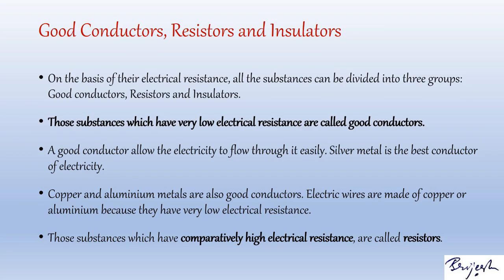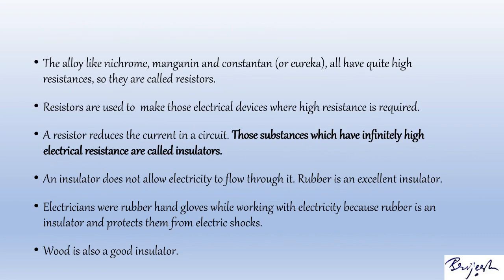Those substances which have comparatively high electrical resistance are called resistors. The alloys like nichrome, manganese, and constantan, also known by the name Eureka, all have quite high resistances, so they are called resistors. Resistors are used to make those electrical devices where high resistance is required, obviously. A resistor reduces the current in a circuit.